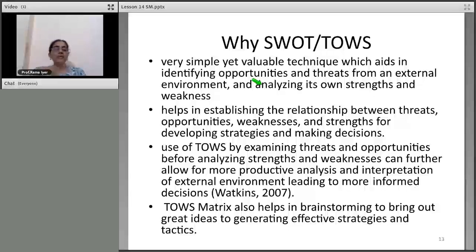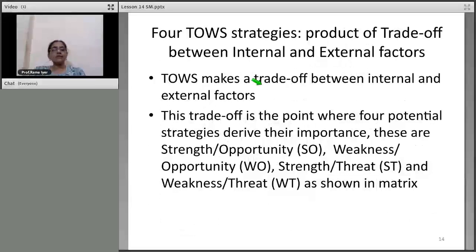Such a review, how does it help? It helps in establishing the relationship between all the things. Further, use of TOWS by examining threats and opportunities first, you are examining what is happening in the world, and then you examine your strengths and weaknesses. Keeping that allows you to make a more focused analysis, is what they are saying. So you can make the strategy much more effective, keeping in mind the external environment. Are you clear to here?